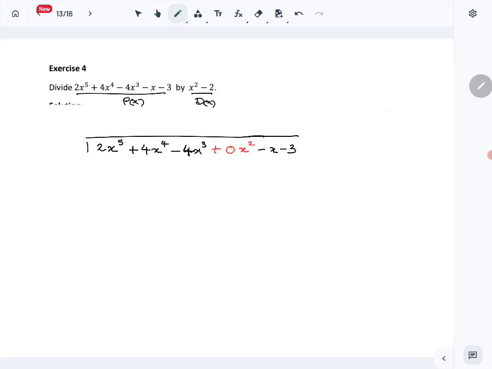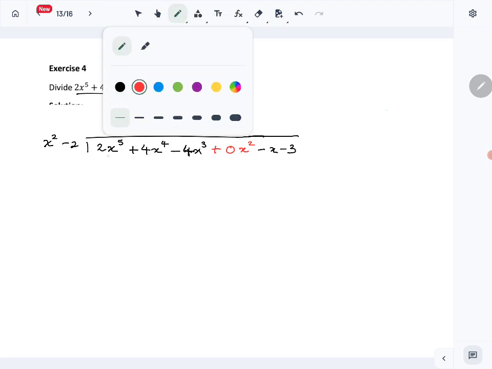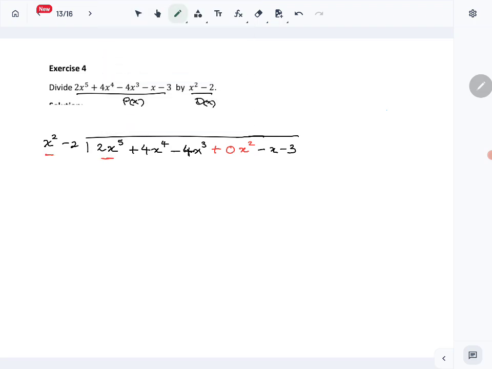Right. Then the divisor is what? x squared minus 2. Right. So how do we start? By looking at leading terms. So what is the inside leading term? 2x to the 5. You have to divide it by x squared. So you get 2x cube. That I put up here.